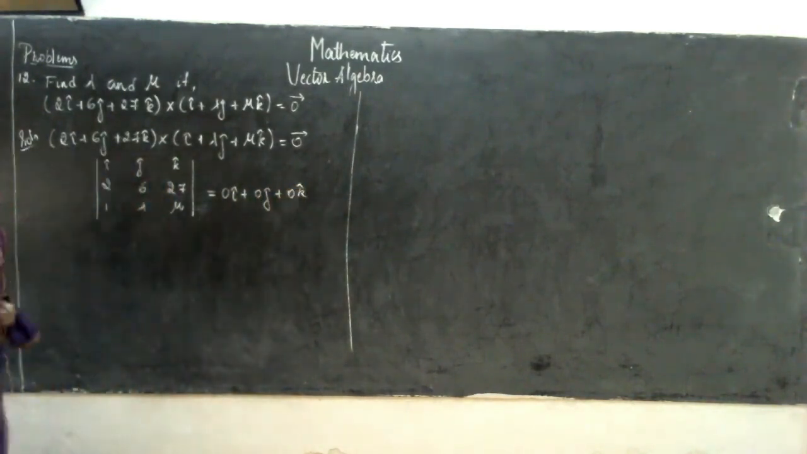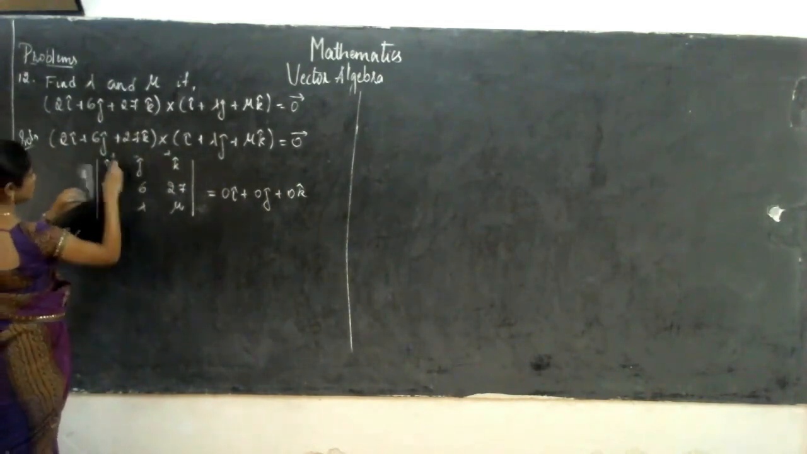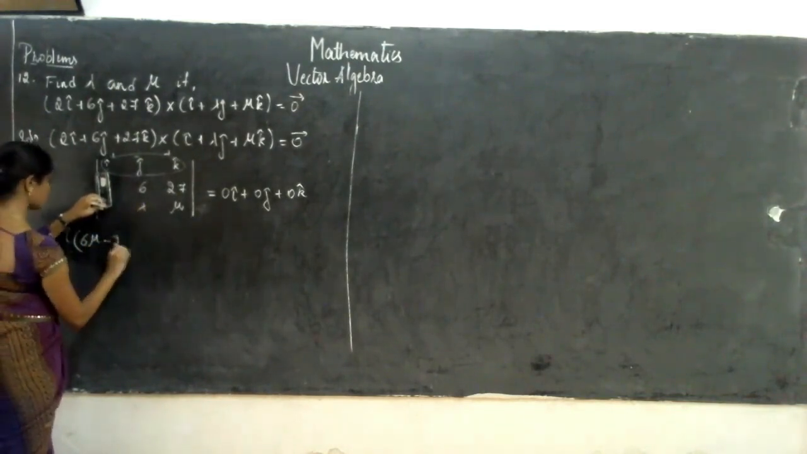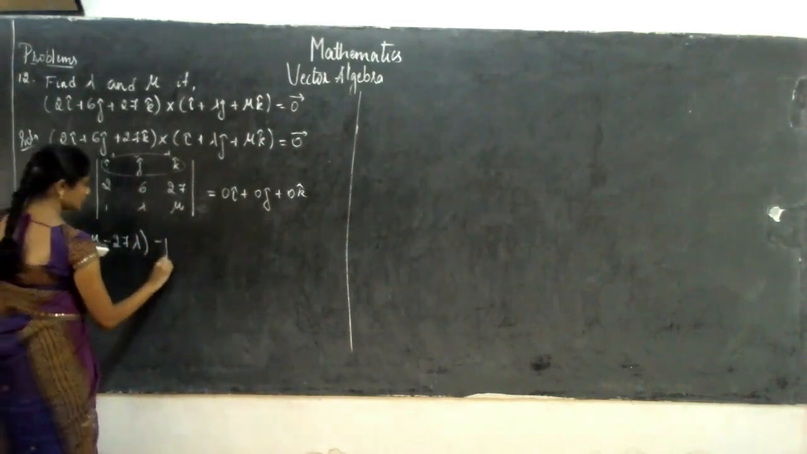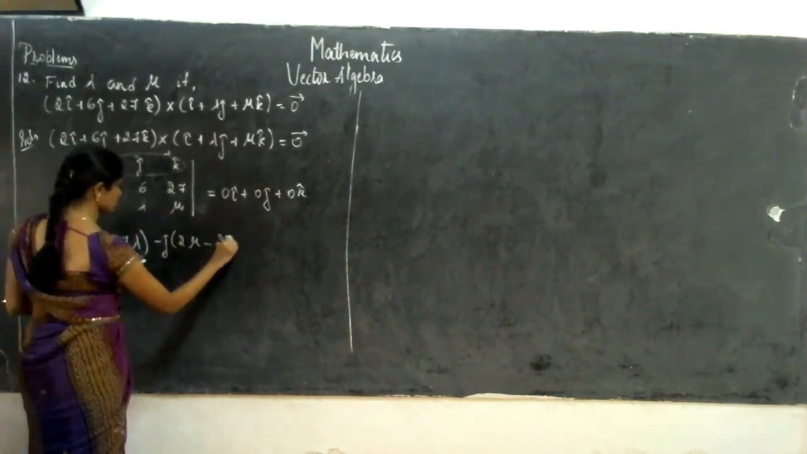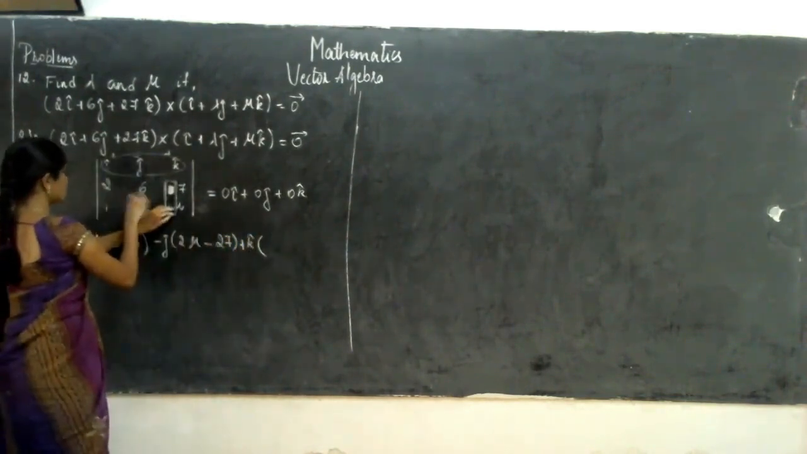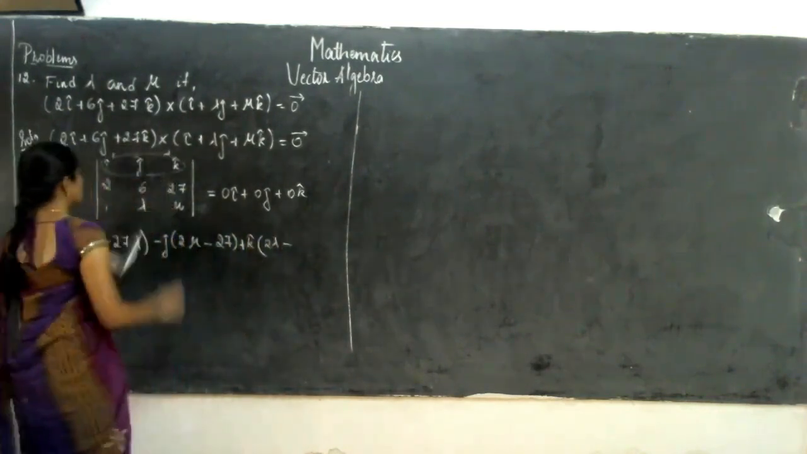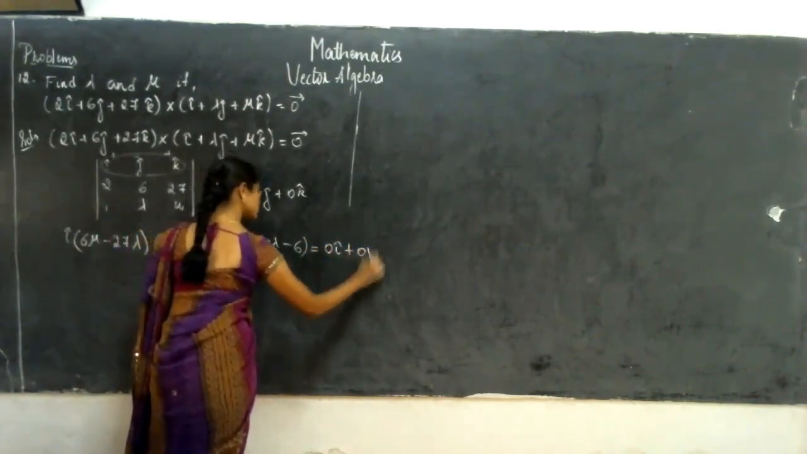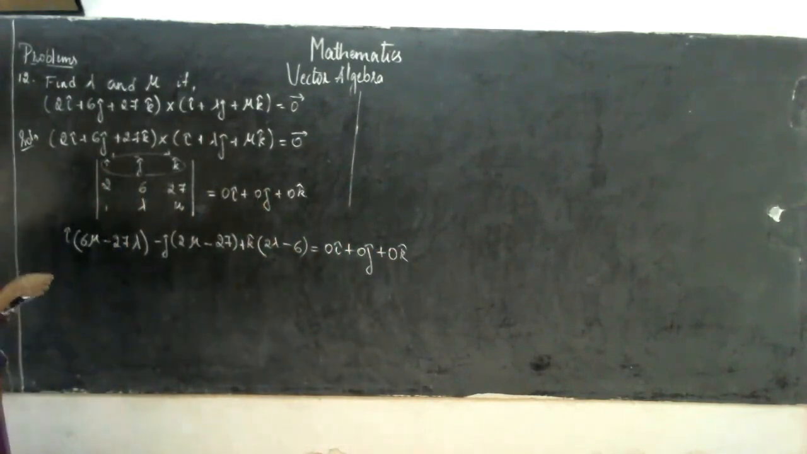Okay, let us simplify this. Plus minus plus, so it is plus i cap into (6 mu minus lambda into 27, so 27 lambda), then minus j cap into (2 mu minus 1 into 27, it is 27), plus k cap into (2 into lambda is 2 lambda minus 1 into 6 is 6). Therefore this is equal to 0 i cap plus 0 j cap plus 0 k cap.